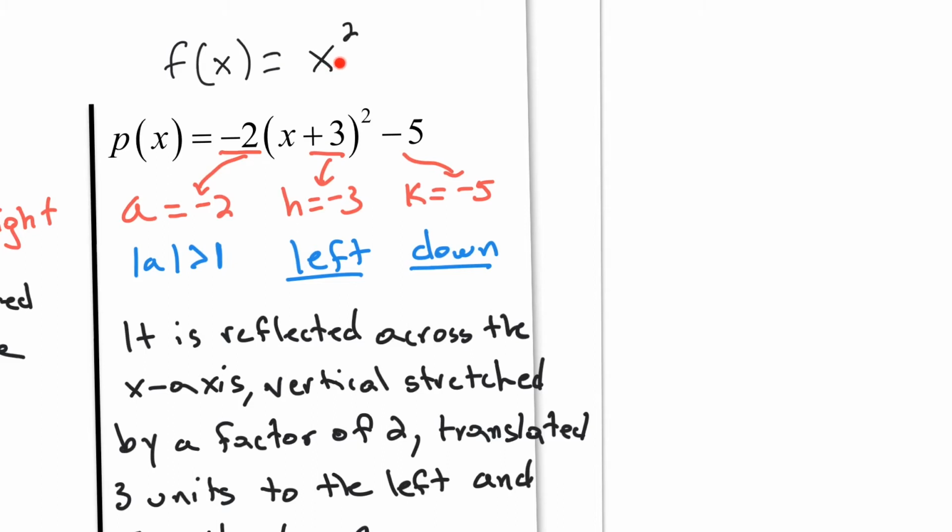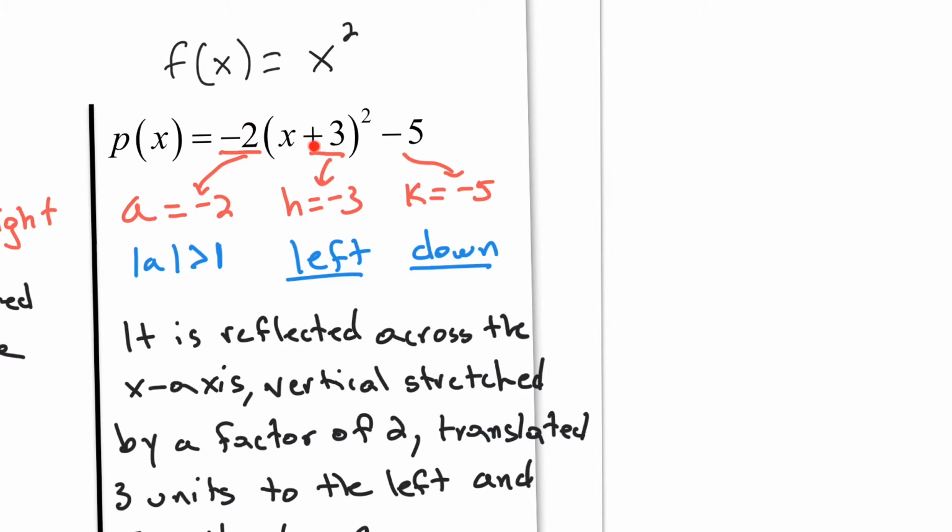How is this different from this one? Or in other words, let me say that the other way. How is this function different from the parent function, because this parent function was changed to this function. So first of all, we have an a value different than 1. My a value is my -2. So notice we have an invisible 1 here. Now we have a -2.